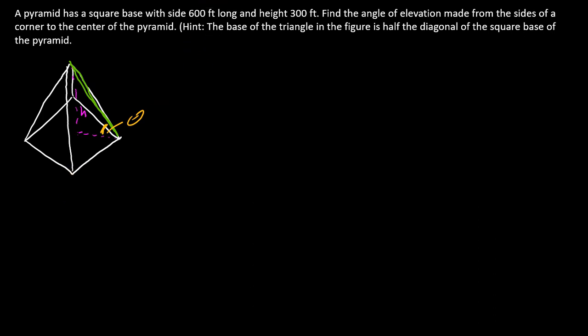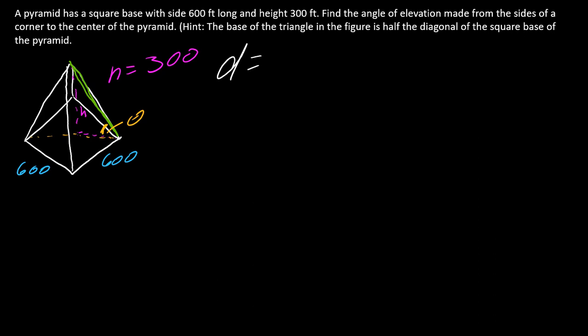I've been told that my height is equal to 300, and these sides here are 600 feet, and we're given this big hint that the base is half the diagonal. So we should figure out what the diagonal is. If I figure out this length here, half of that will give me the base of this triangle that's erected in the pyramid. Hopefully that is making sense. Let's go ahead and do this then.